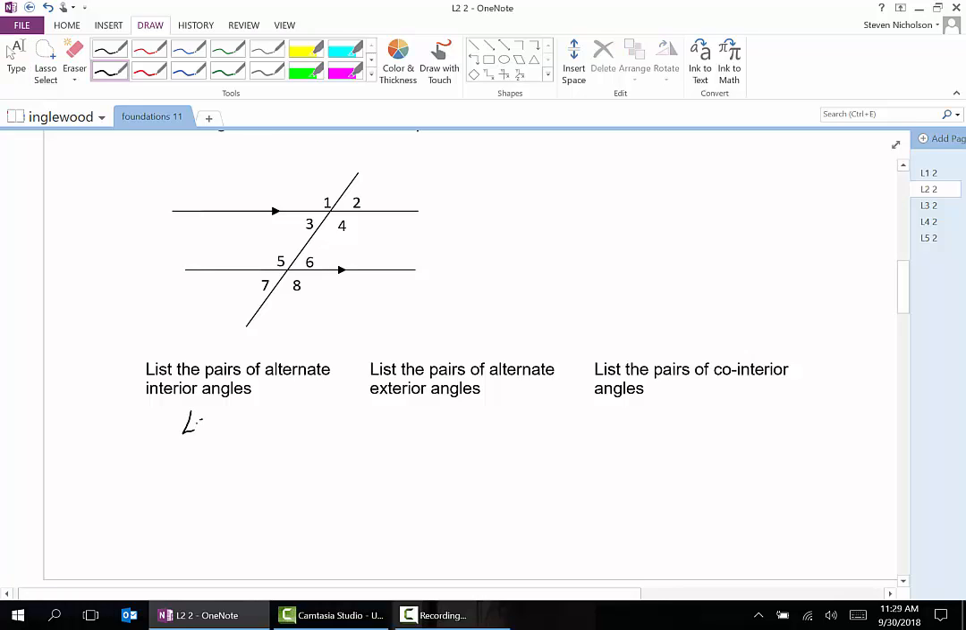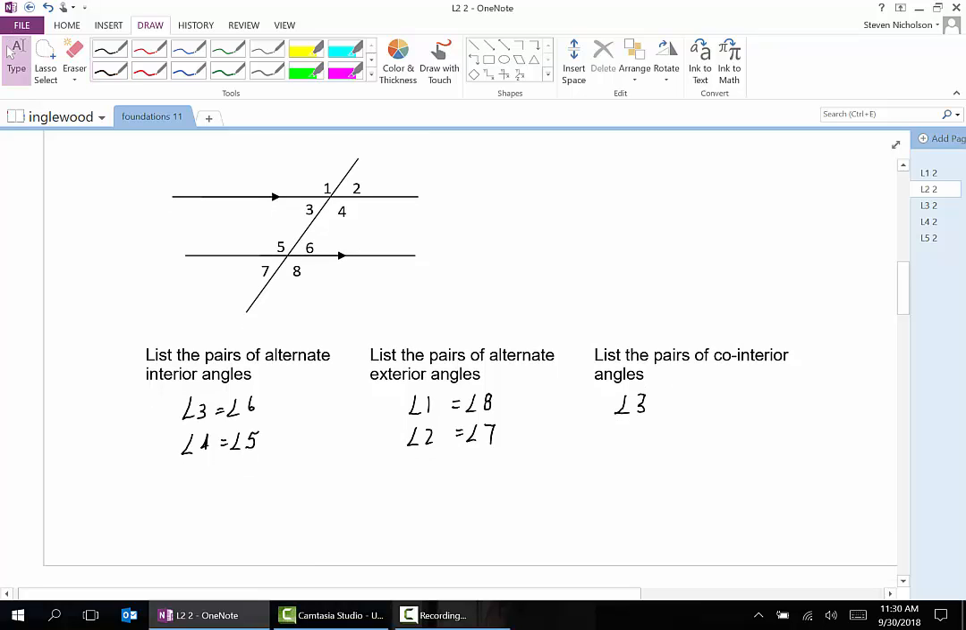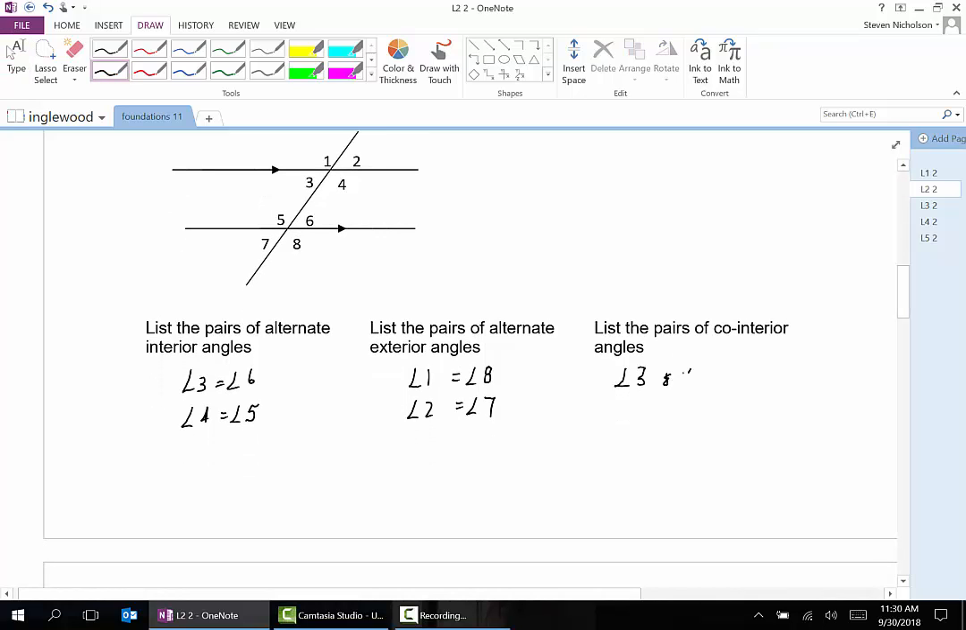So what you should have written with alternate interior is angle 3 is equal to angle 6. They are alternate interior. And angle 4 and angle 5 are alternate interior angles. The alternate exterior would be angle 1 and angle 8, and angle 2 and angle 7. And this will always be true. And finally, the co-interior will be angles 3 and 5, and angles 4 and 6. And again, that means they will add to 180.